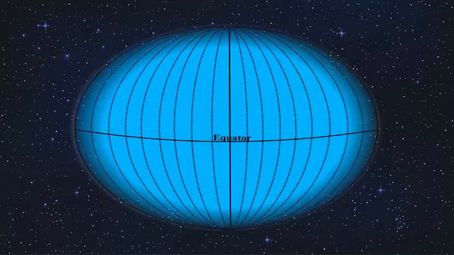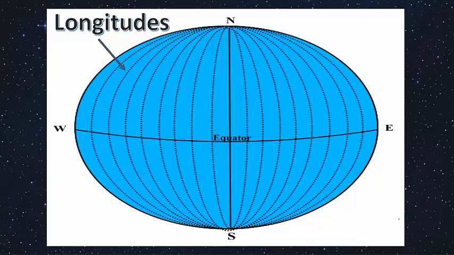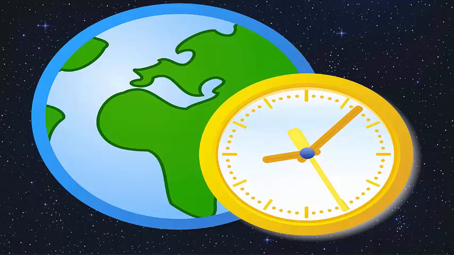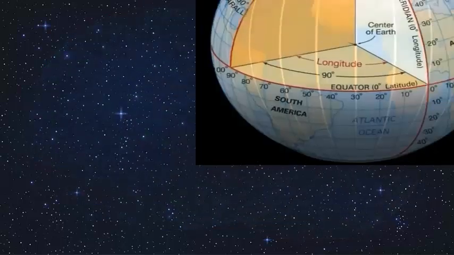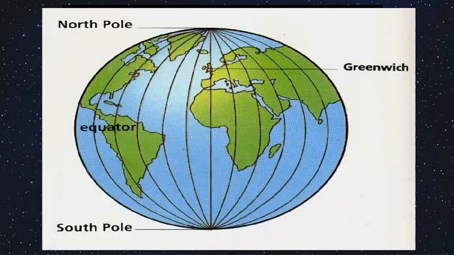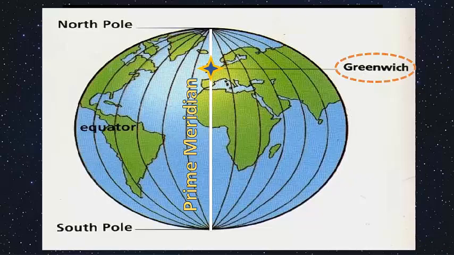Just as the latitudes divide the earth into heat zones, longitudes divide the earth into time zones. Now what is a longitude? Longitude is the angular distance of a place east or west of prime meridian. Now what is prime meridian? Prime meridian is again a longitude that passes through Greenwich near London.